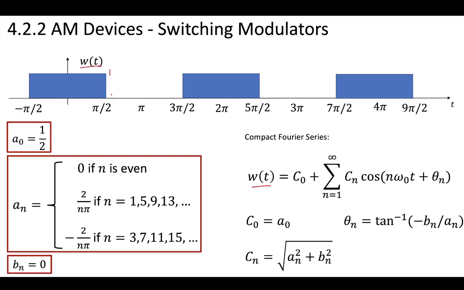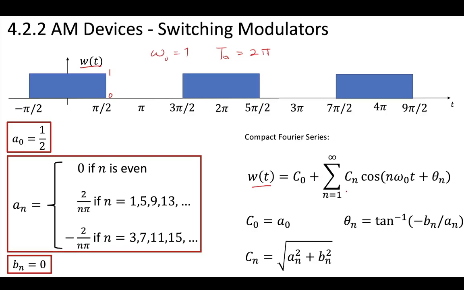So the compact Fourier series of this pulse w(t), so this is our pulse w(t). It goes on and off from 1 to 0. It starts on at minus pi half, turns off at pi half. It had a radial frequency of 1 and a period of 2 pi. We can write this compact Fourier series. So using our knowledge from chapter 2, we found the coefficients a_n and b_n.